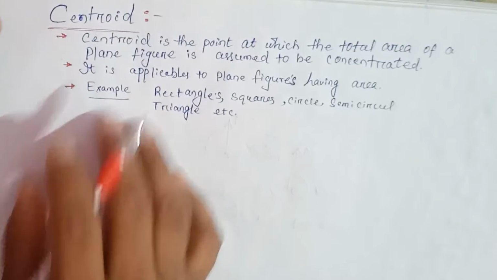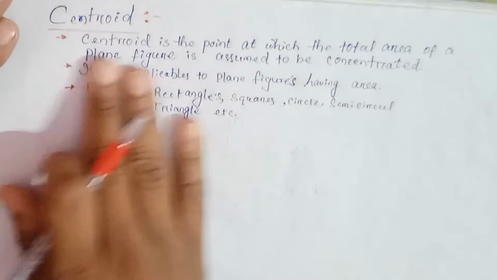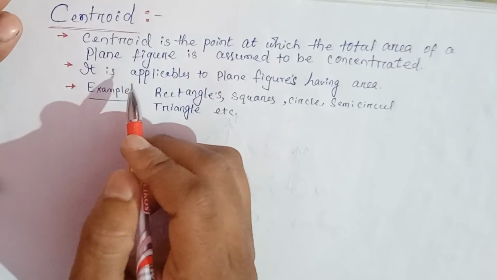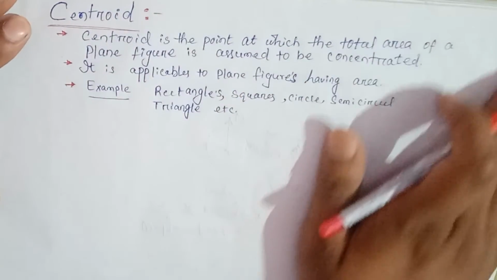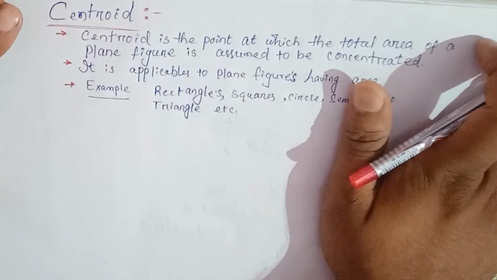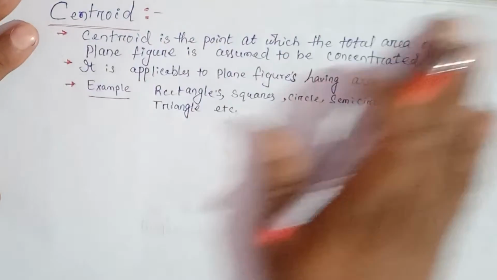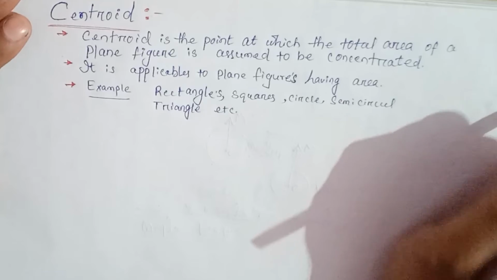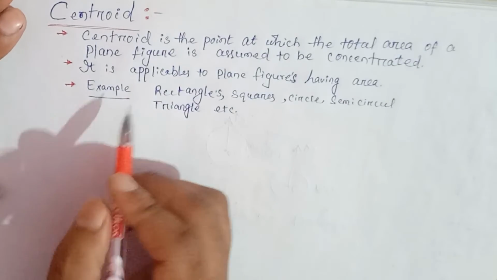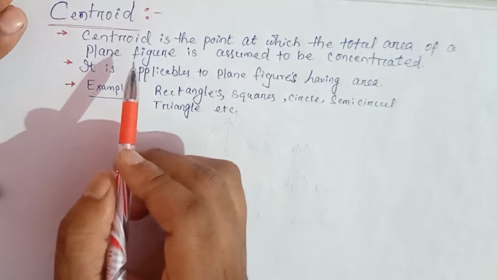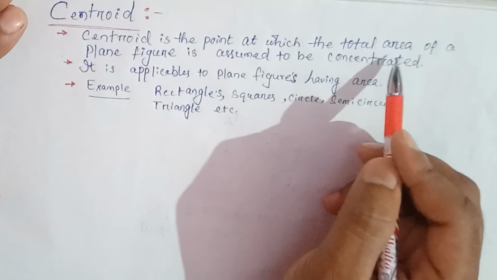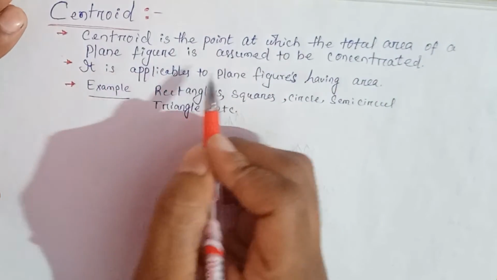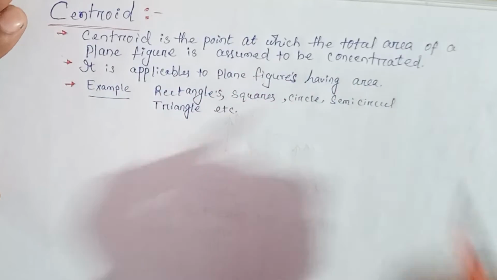Okay, today all of you here we are going to discuss about the centroid. So what is centroid? आप सबको पता होगा centroid is nothing but the middle point of a lamina, or we can say the plane figure. Okay, so what is centroid? Here you can see the definition. Okay, so centroid is the point at which the total area of a plane figure is assumed to be concentrated.